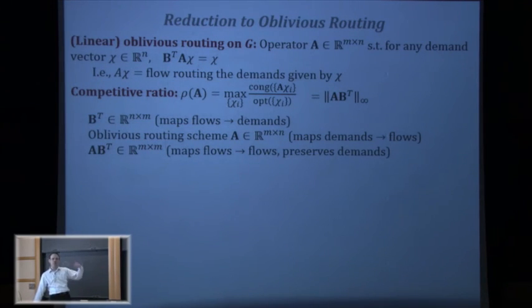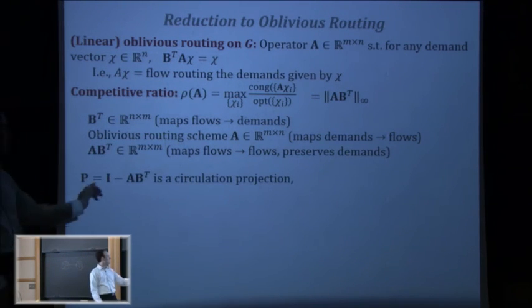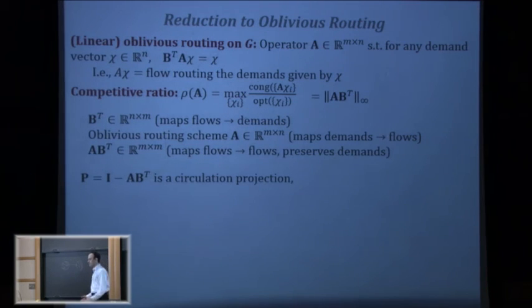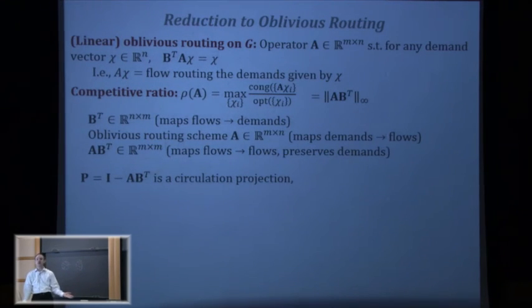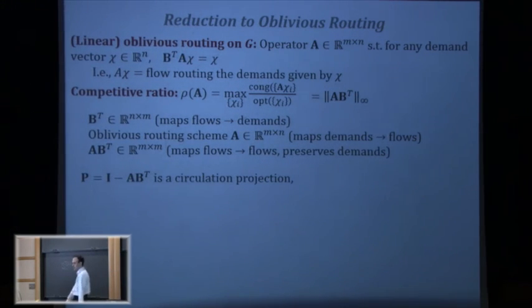There's only one oblivious routing scheme that will route the same demands and not be any worse than that infinity norm in terms of congestion. So the important point is that we can measure the competitive ratio as just the infinity norm of A B transpose. Conveniently, I minus A B transpose is a circulation projection: A B transpose routes the demands, I routes the demands, I subtract, and I route nothing, so I get a circulation. So this matrix P, I minus A B transpose, is a circulation projection.